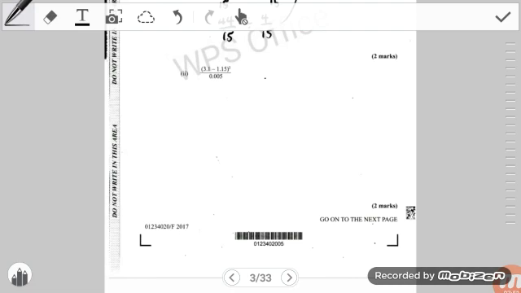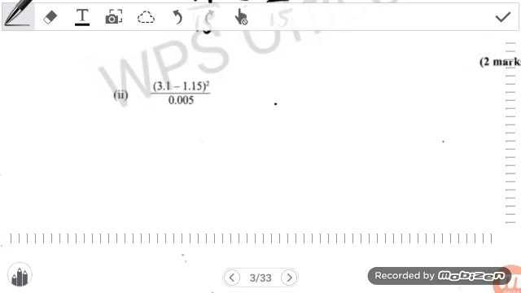All right, so we are now going to look at the decimal form here, and that is going to be 3.1 minus 1.15 squared, and that's all squared, divided by 0.005. So again, this is the PEMDAS or the BOMDAS law. So we're going to work out what is in the bracket first.